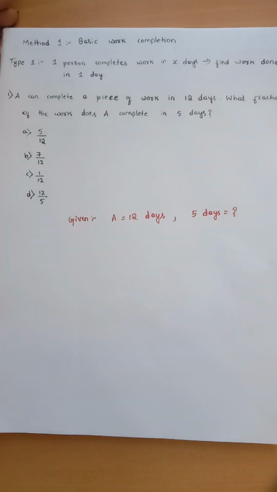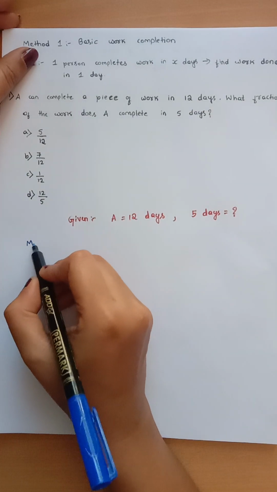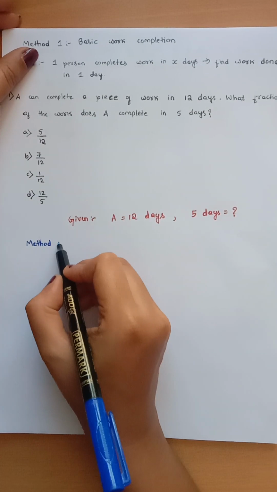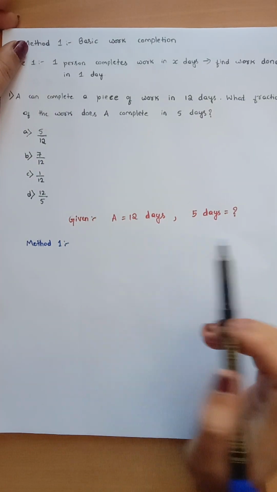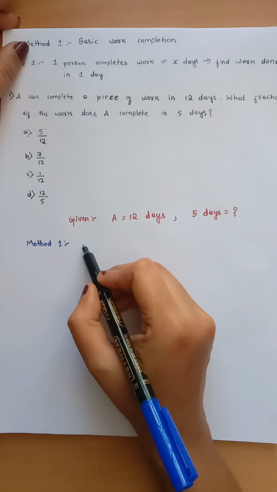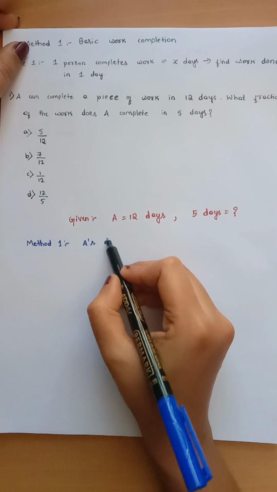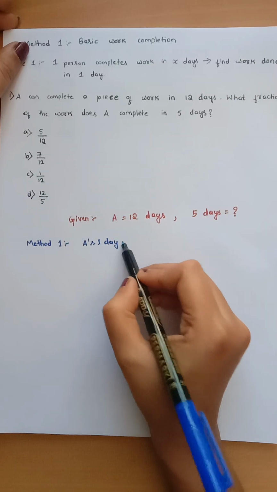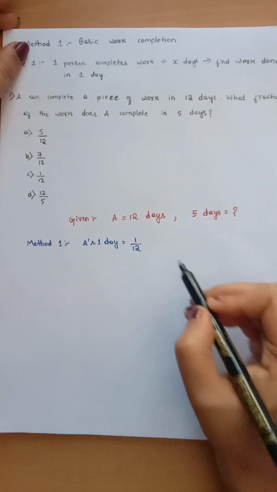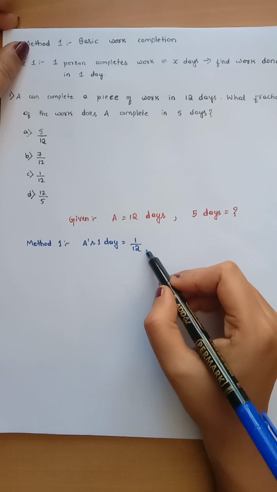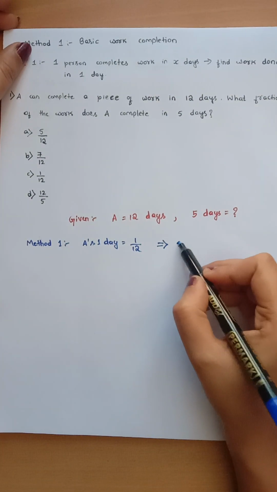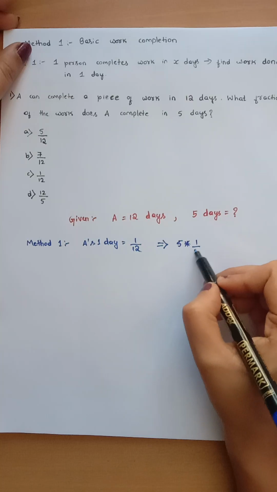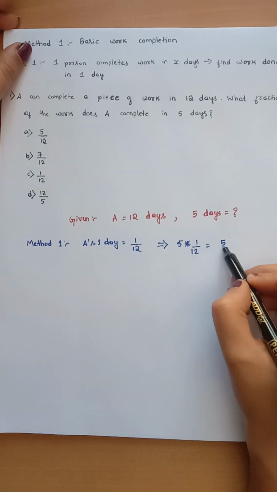So there are two methods to solve this problem. Method 1: whenever a problem is given with a number of days, we can find the amount of work done in one day. One day's efficiency is equal to 1 by 12. This is the amount of work done in one day. So, what amount of work is done in 5 days? That is 5 into 1 by 12. So, our answer is 5 by 12.